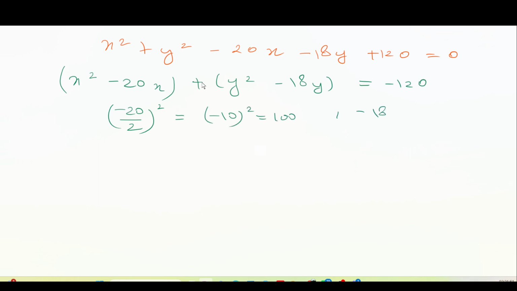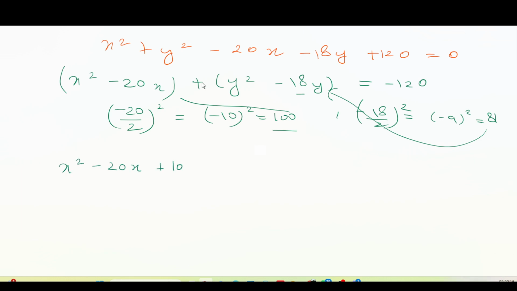This side we have negative 18 over 2 whole squared, because the coefficient is this. And if we square it, negative 9 squared is 81, right? So we need to add 100 on this side and 81 here, and both on this side. So we have x squared minus 20x plus 100, and then y squared minus 18y plus 81, equals negative 120. Then we add 81 and 100, these two here.